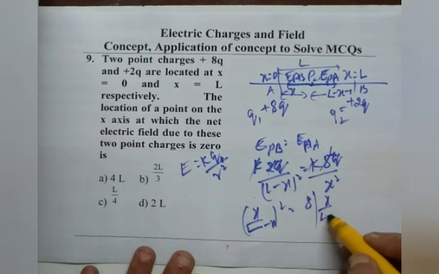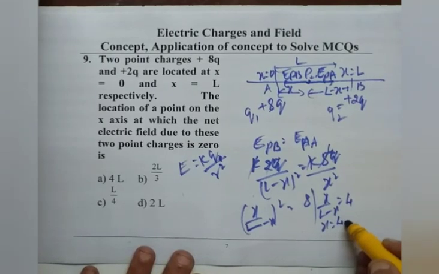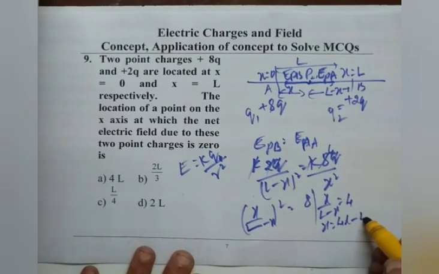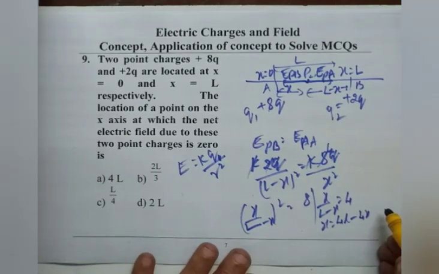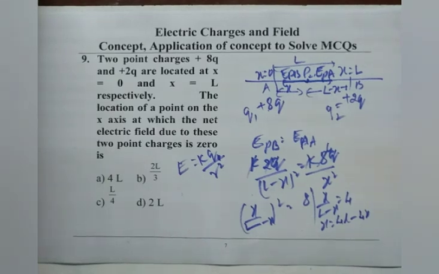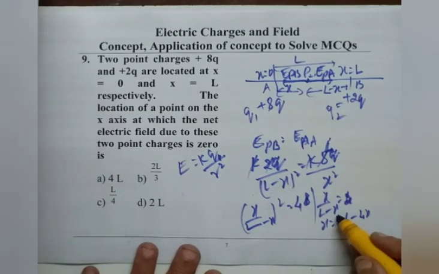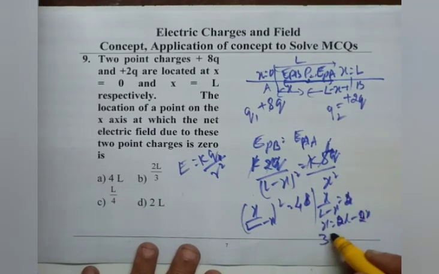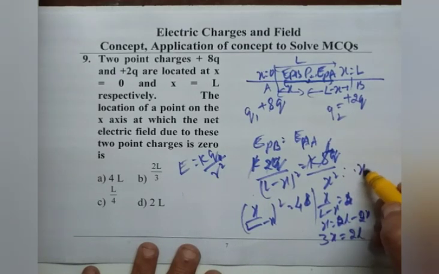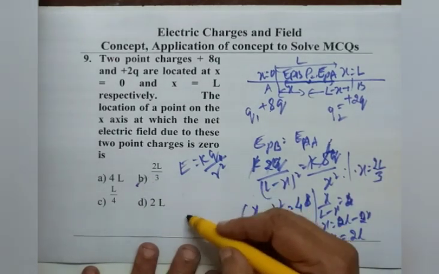Therefore, x by (L minus x) is 4. Therefore, x equals 4L minus 4x. Sorry, it is 4 here, so it is 2. Therefore, 2L, 2x, 3x equals 2L. Therefore, x equals 2L by 3. So, option B is right.